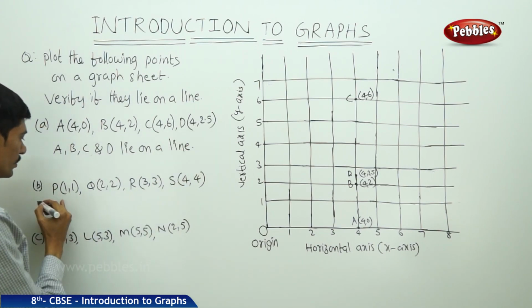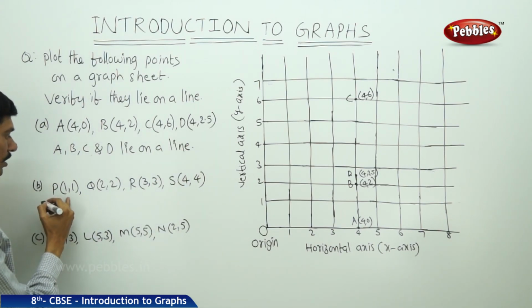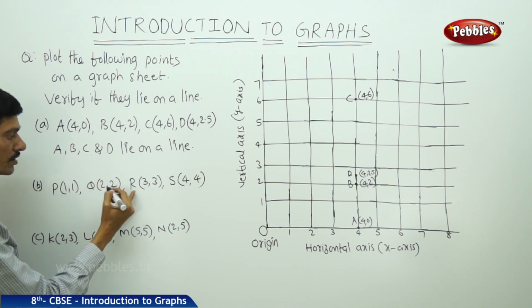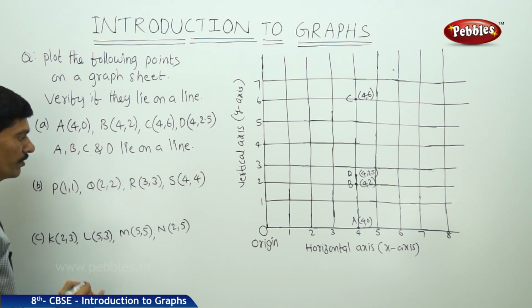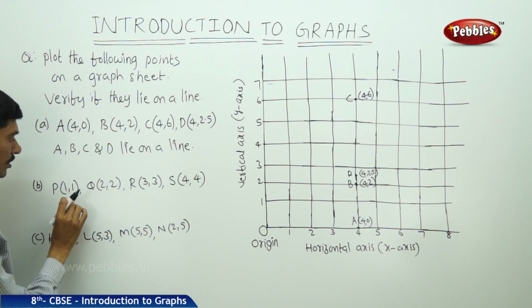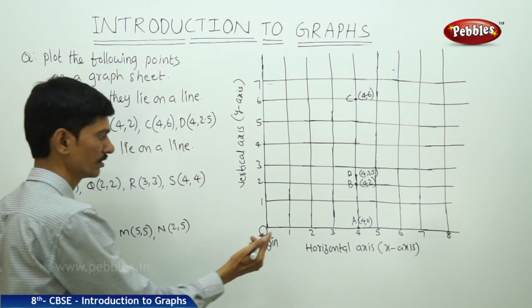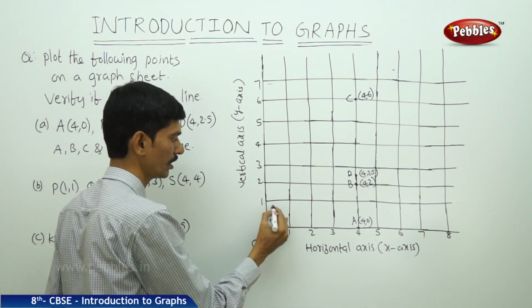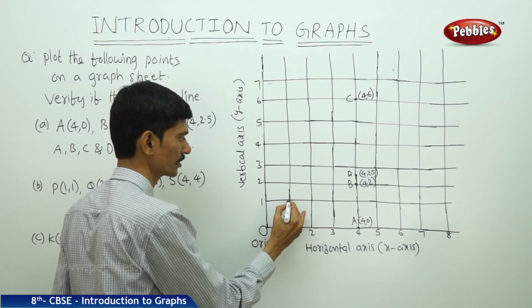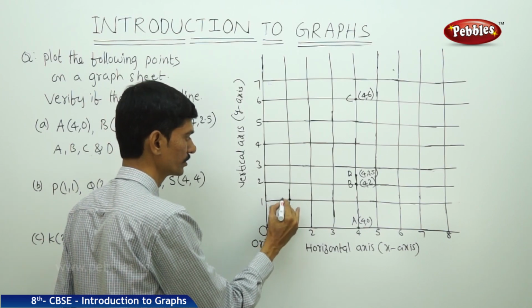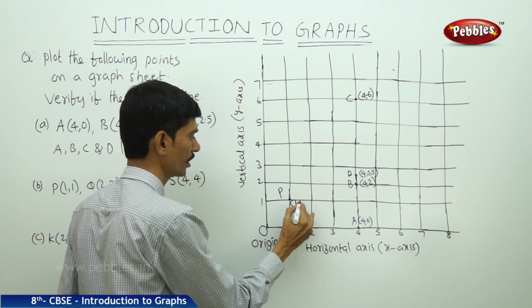Next question, we have to locate the points P (1, 1), Q (2, 2), R (3, 3) and S (4, 4). So let us locate the point P (1, 1) first. On the x-axis 1, on the y-axis 1. So these 2 points will intersect here. So this is the point P (1, 1).